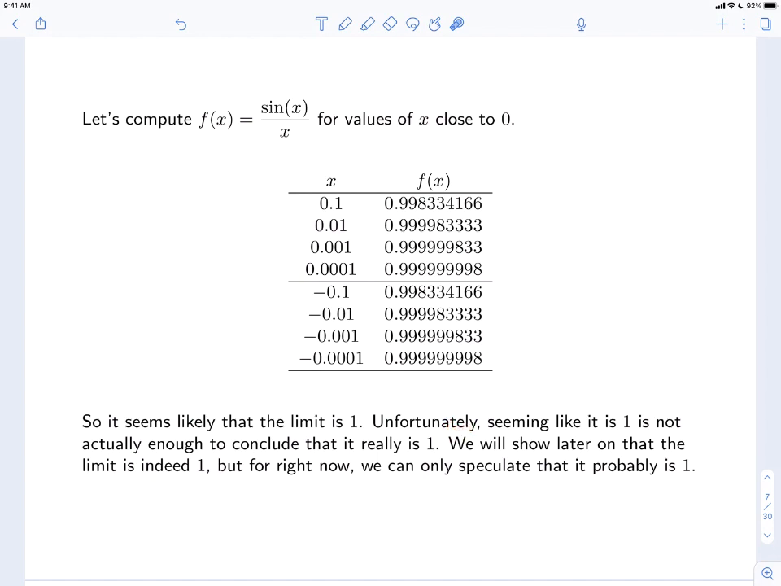Now, unfortunately, seeming like the answer is 1 doesn't actually tell us enough to conclude that it really is 1. We will show later on that the limit is indeed 1, but for right now we can just speculate that it looks like it's probably 1.